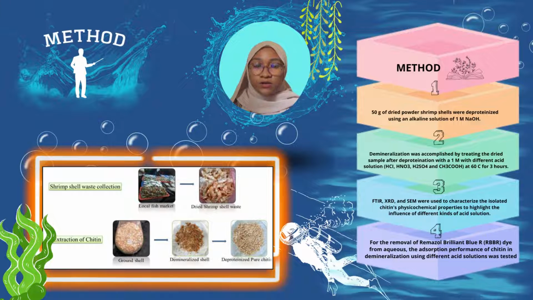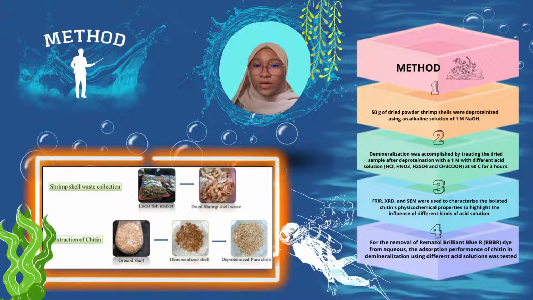Chitin was extracted from shrimp shell using two methods, which are deproteinization and demineralization. First, 50 grams of dry powder shrimp shell were deproteinized in an alkaline treatment with 1 mole of sodium hydroxide solution at 90 degrees Celsius for 3 hours. After deproteinization, the shell powder was thoroughly washed with distilled water until the pH reached neutral. After that, the sample was dried in an oven at 60 degrees Celsius for 24 hours.